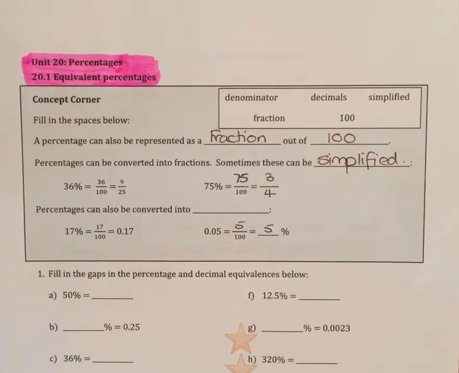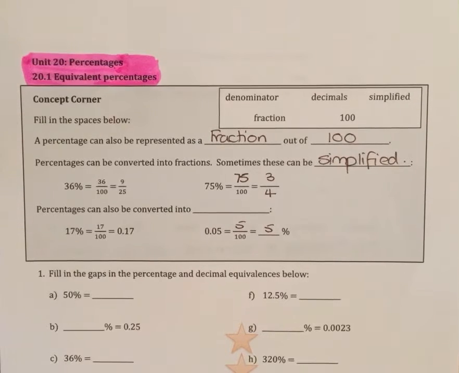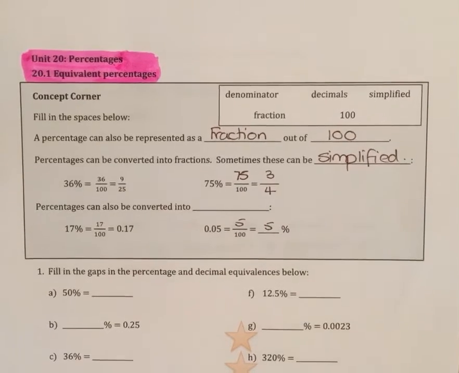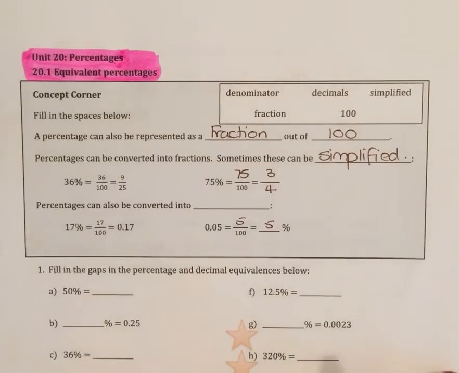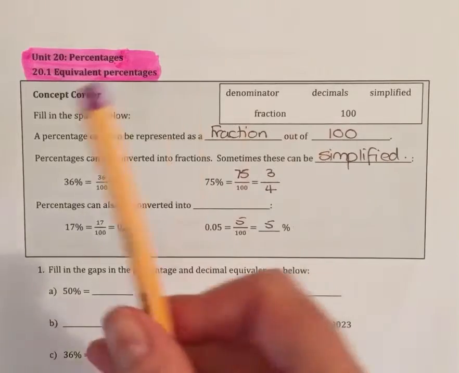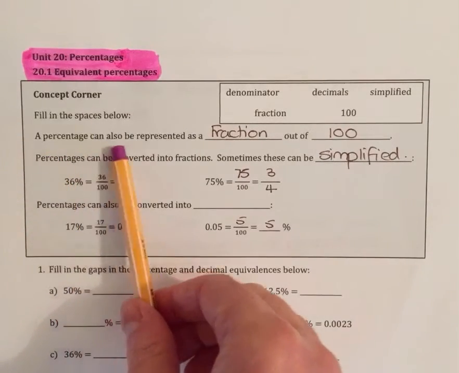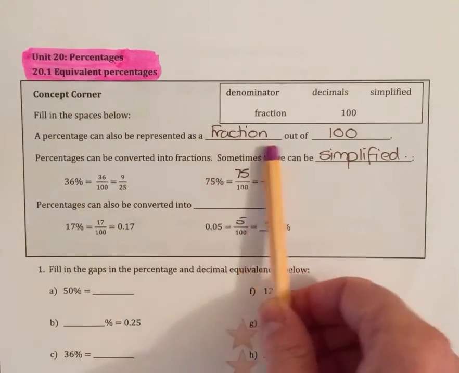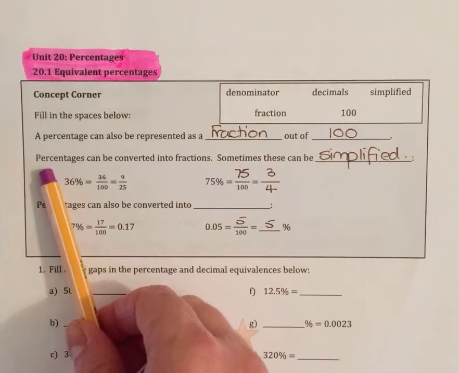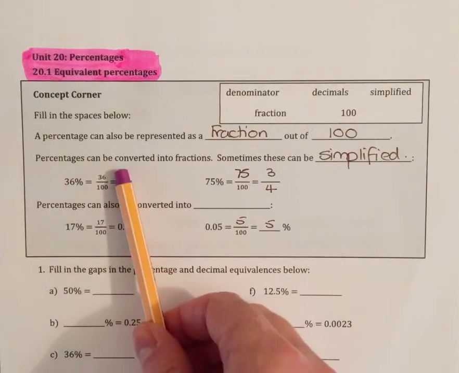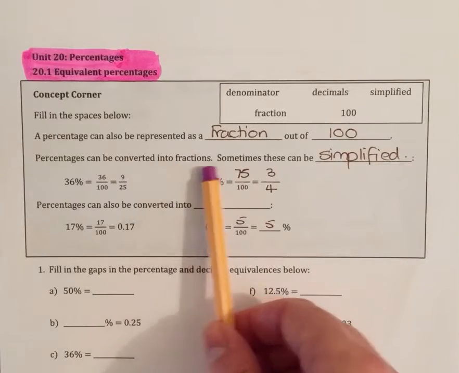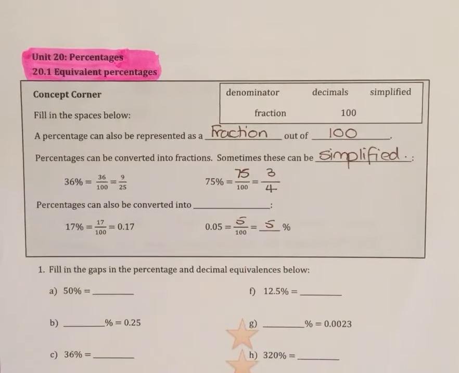This is Unit 20 percentages, and it's the first 3 pages of 20.1 equivalent percentages, and it covers questions 1 to 5. So let's start with concept corner, which I've already filled in. And I've said a percentage can also be represented as a fraction out of 100. Percentages can also be converted into fractions. Sometimes these can be simplified.